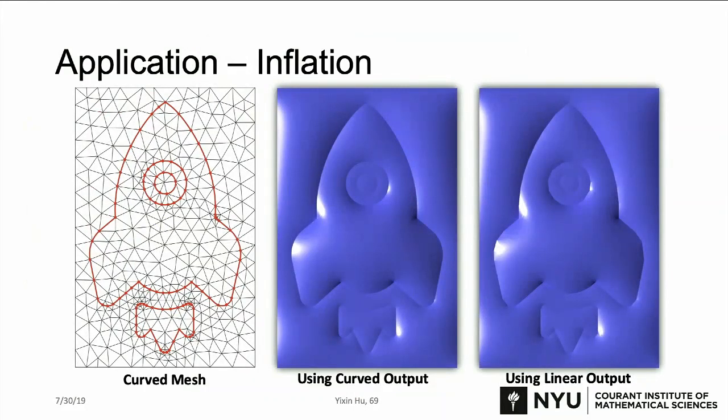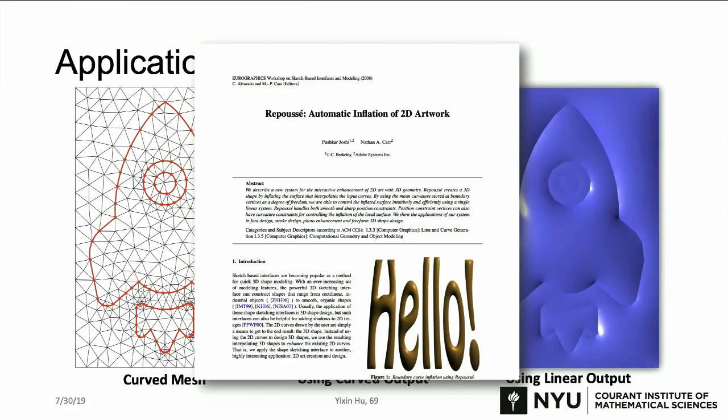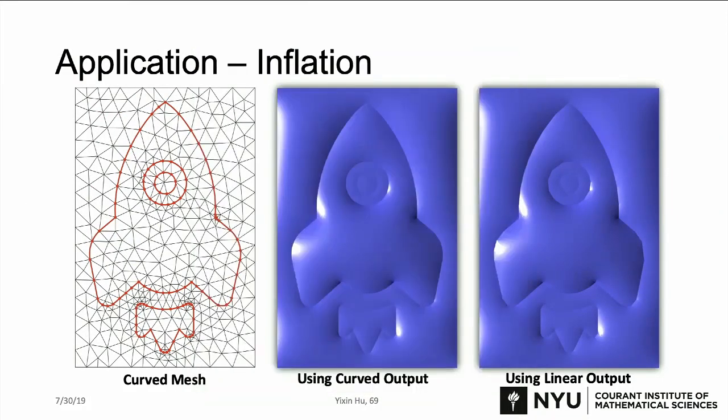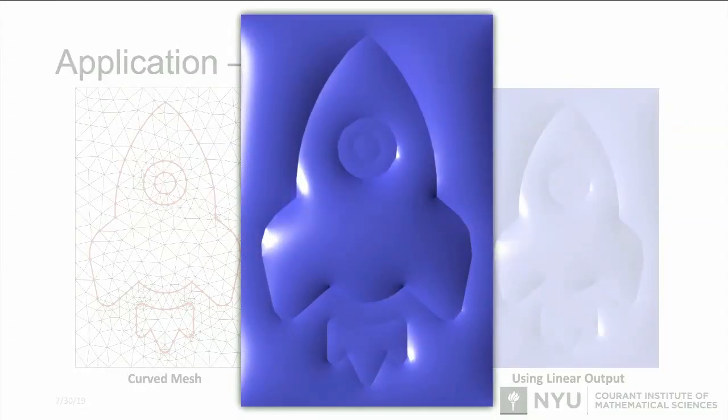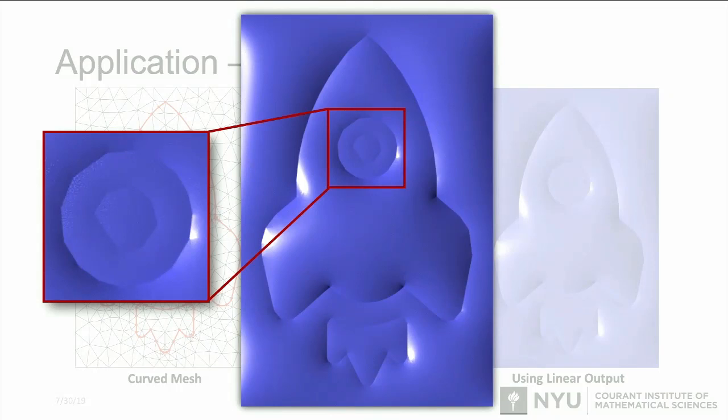Here's another simulation application, inflation, which solves a bi-Laplacian equation. The left is our curved output, the middle is the simulation result using our output, and the right is the simulation result using a linear mesh in the same resolution. If we switch between the curved result and the linear result, one can quickly find the difference, especially on the highlighted region.